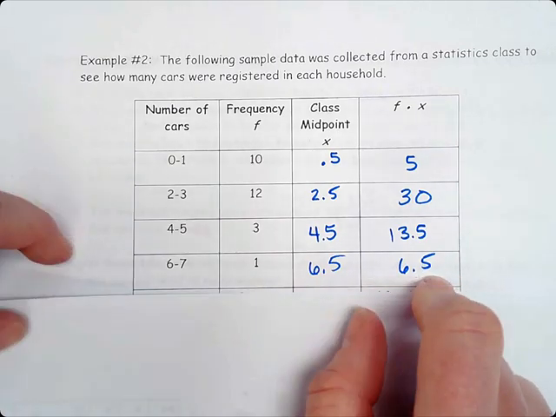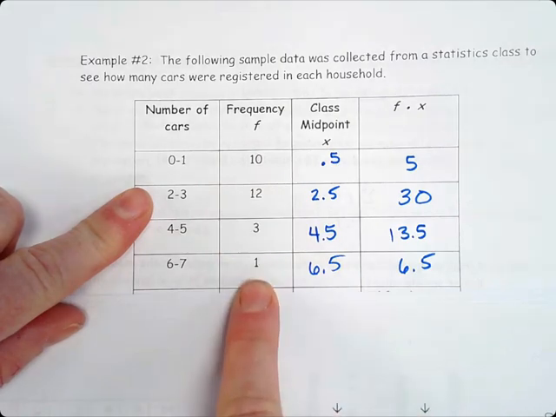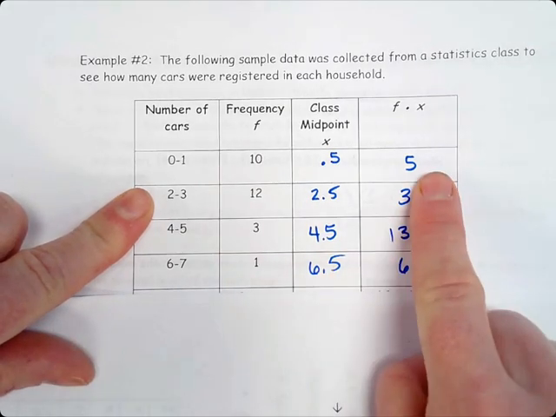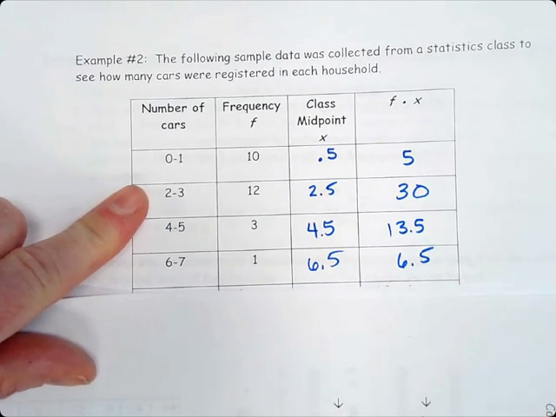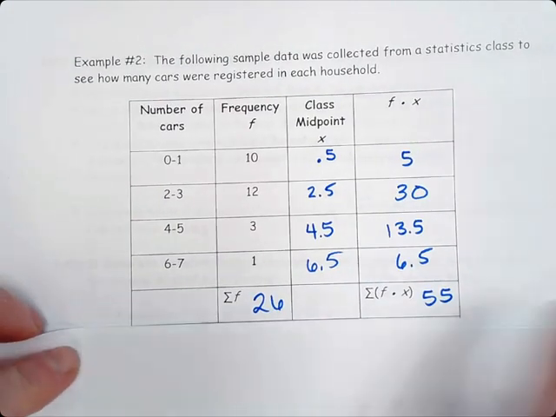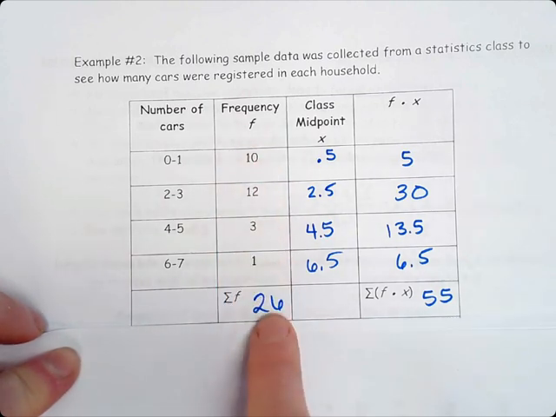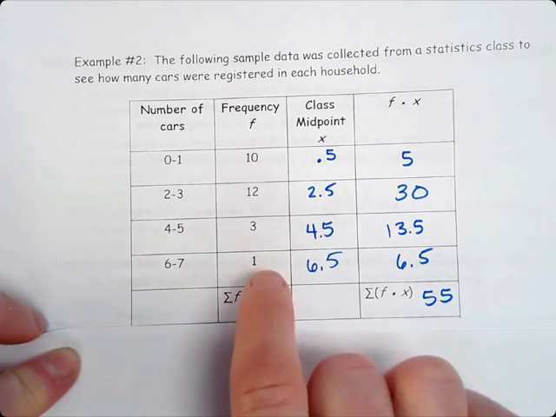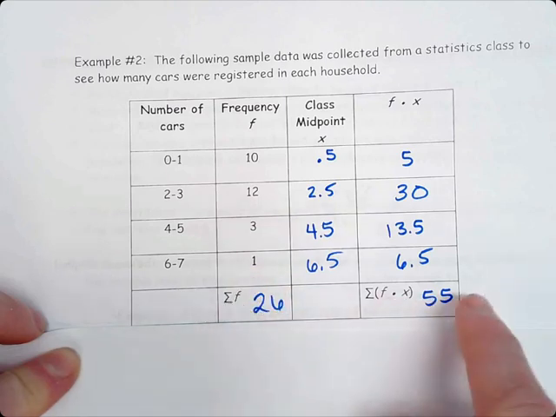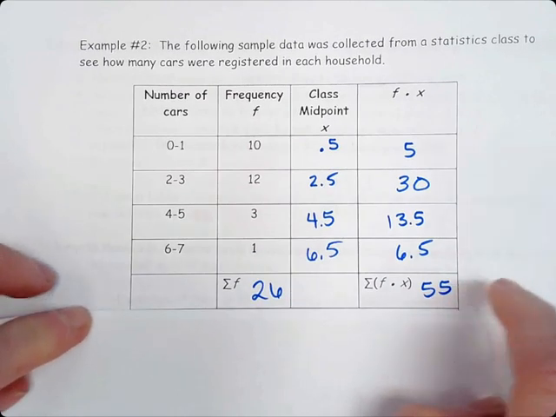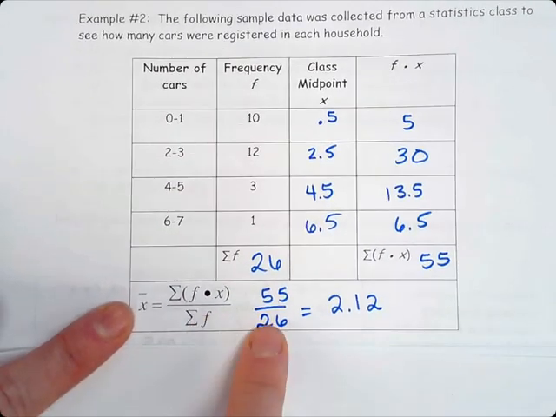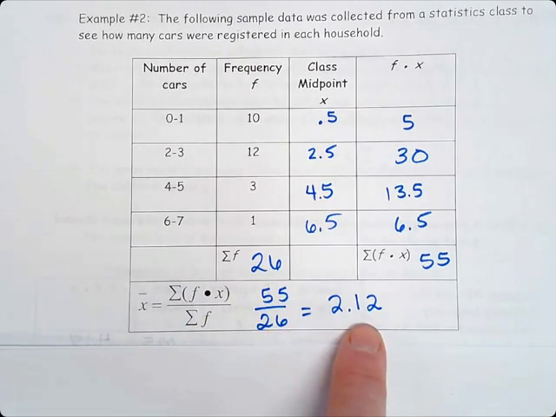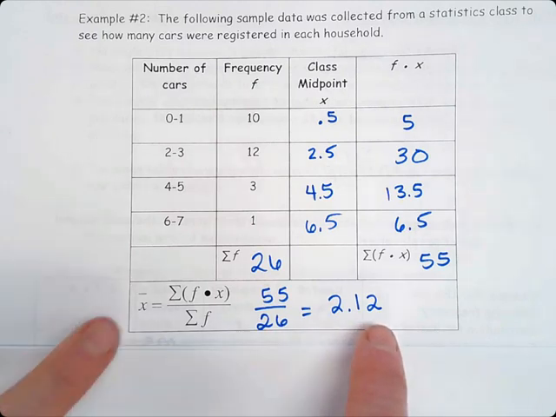Okay, the sum of the frequencies would be adding the frequencies up. The sum of f times x, we would be adding this column up. So whenever you do, you get 26 for frequency, and then f times x is 55. Then we plug it into the formula. So that'd be 55 over 26, and that's 2.12. So the sample mean is 2.12.